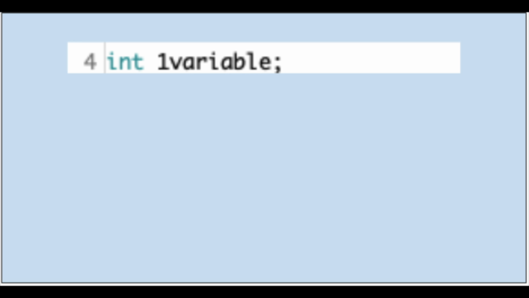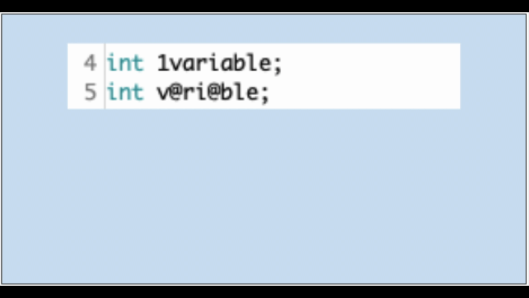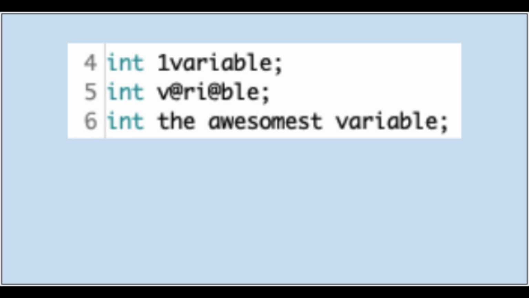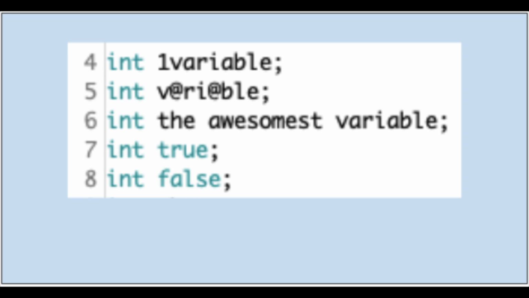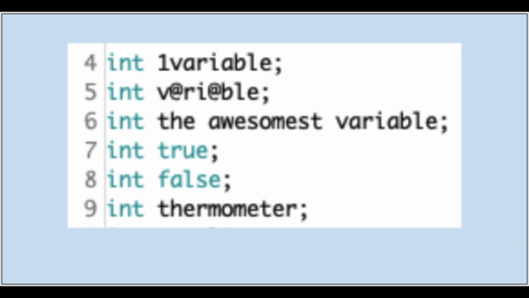Variable names can't start with a number, can't include special characters such as the @ sign, and can't contain spaces, although underscores are allowed. They also can't share a name with a word already used in the Arduino language, like true or false. If you see your variable name become any color besides black, pick a different one. Finally, use descriptive variable names that are related to the data they will be holding, like thermometer, for a variable that will hold data from a thermometer.